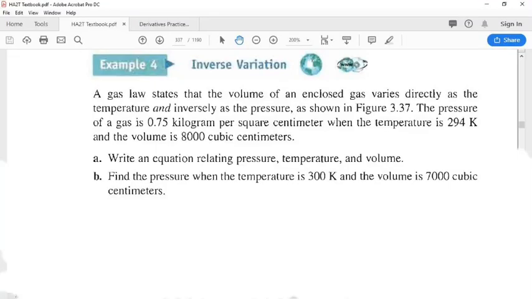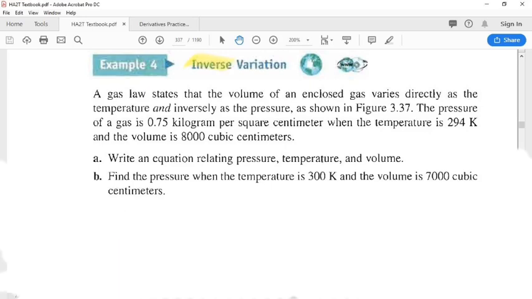Inverse variation. Oh my goodness. Okay, so let's read this one. This says a gas law states that the volume of an enclosed gas varies directly. Hey, that's not different, that's not inverse variation. It says it varies directly as temperature and inversely as pressure. Ooh, there's that new word, inversely.